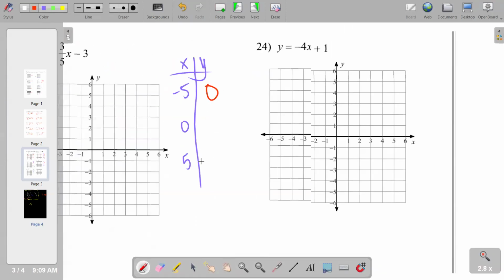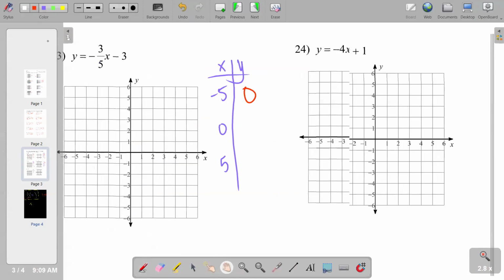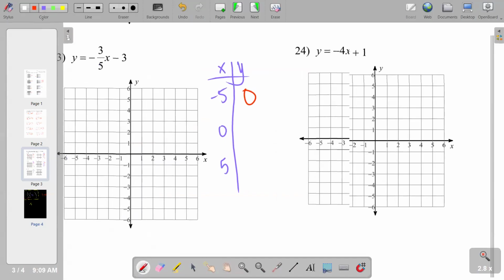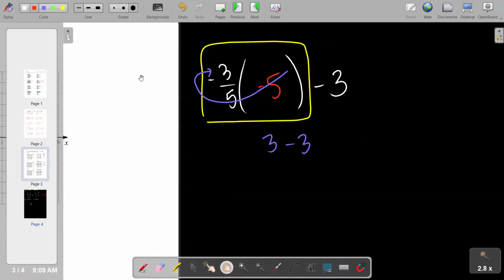If we put in 0, I don't really need to show any work on this one because the answer to this part right here is, of course, just 0, and 0 minus 3 is, well, -3. Okay, let's show work on one more of these. We have -3/5 times 5. So if I change this number inside to a +5, now what's the answer to the gold box?